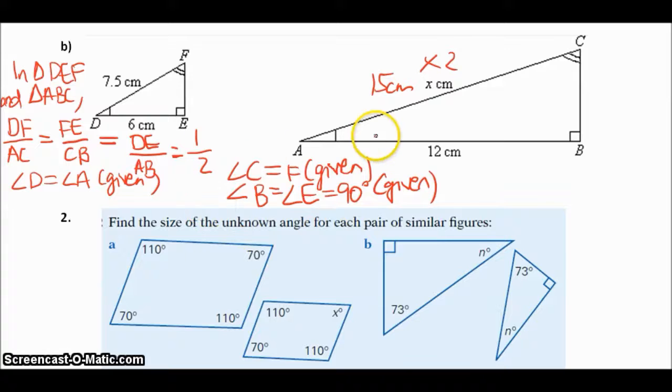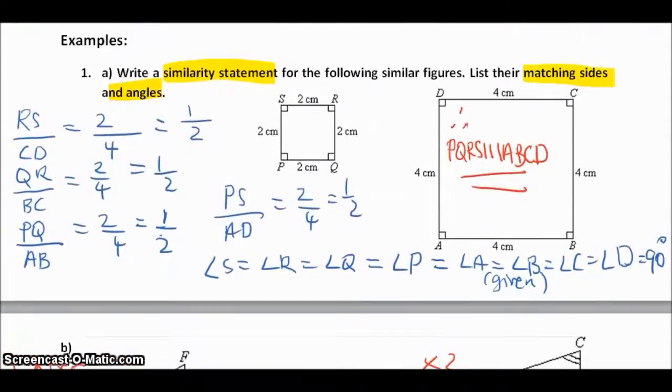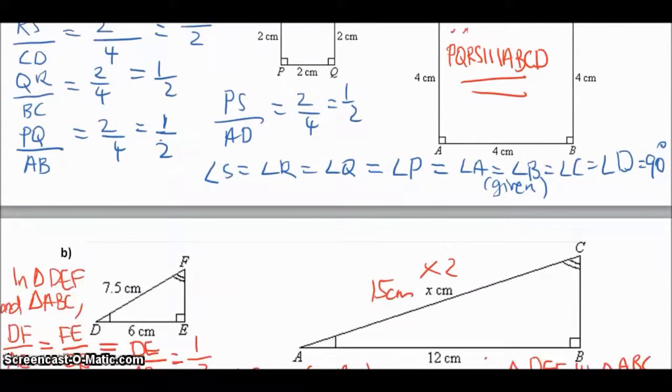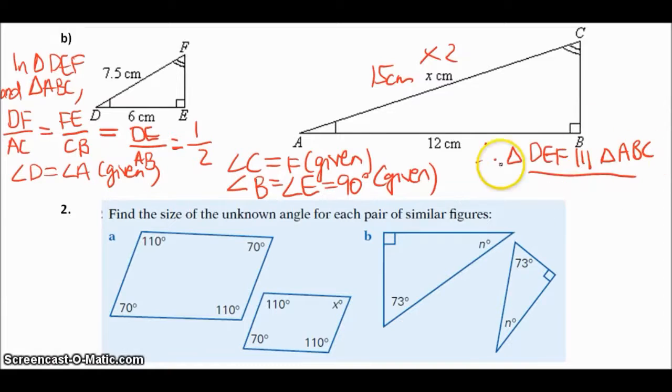Okay, since all the sides are in the same ratio and the matching angles are equal, therefore I can say that triangle DEF is similar to triangle ABC. Okay, and that's my similarity statement. Now remember, this question said to write, they already said they were similar, so I don't really need to prove it. They just want me to write a similarity statement. So this is what we're looking at here.